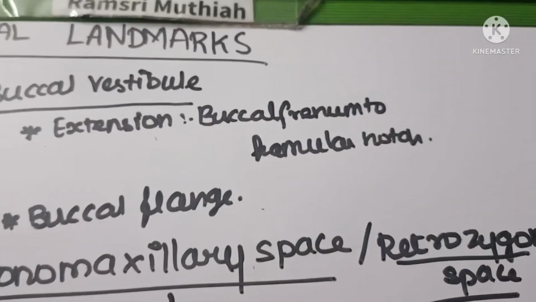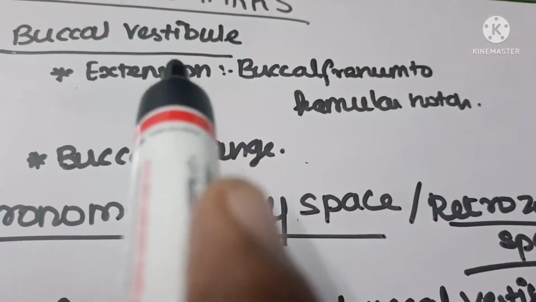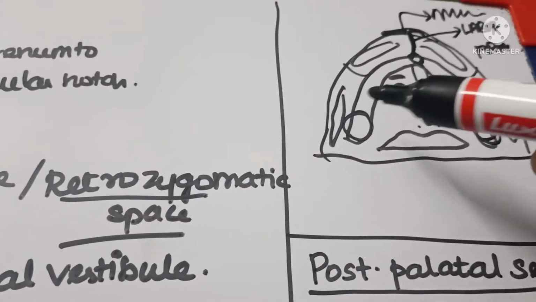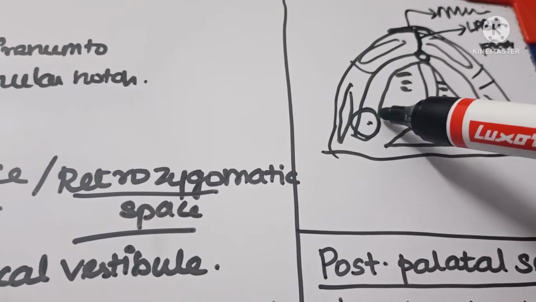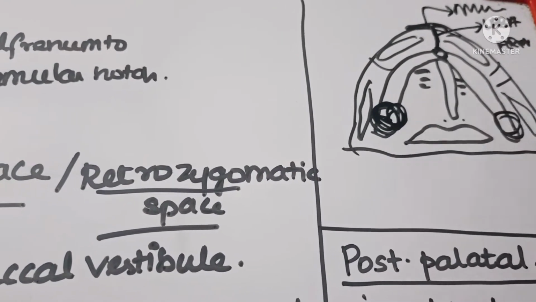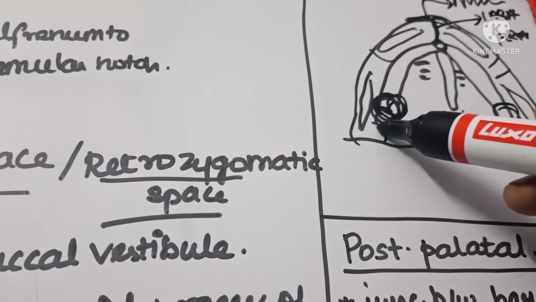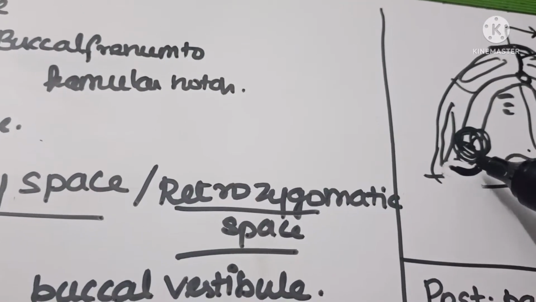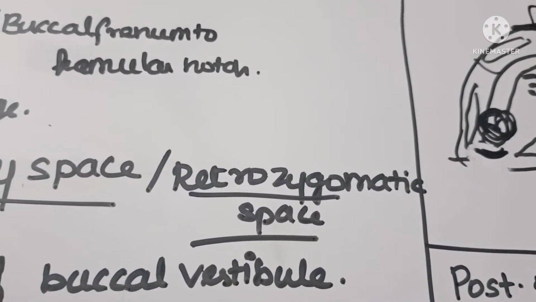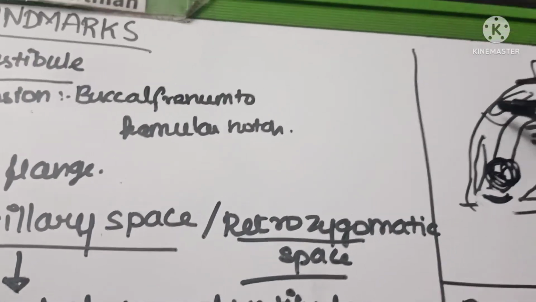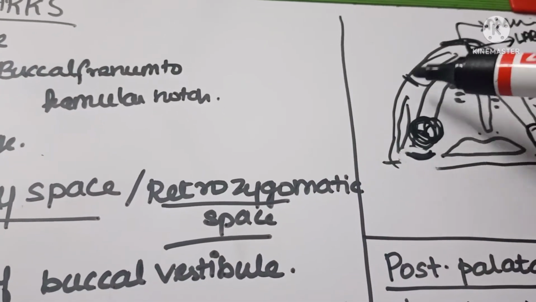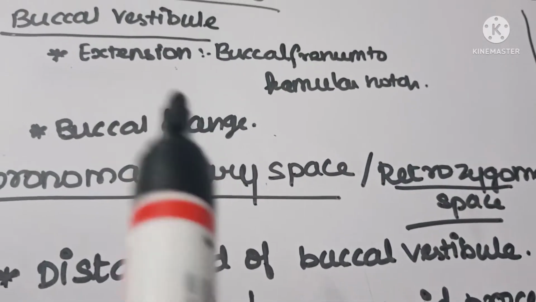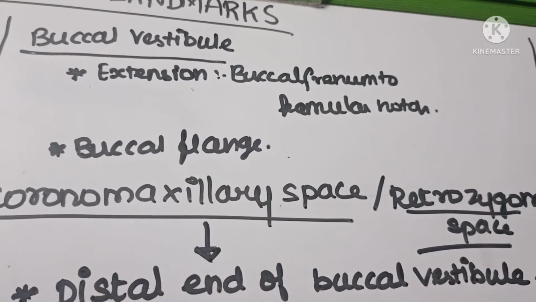Now let us move to the buccal vestibule. It extends from the buccal frenum to the hamular notch area. The hamular notch area is beneath the maxillary tuberosity, which is a little elevated if you see it in the cast. So from the buccal frenum to the hamular notch is the buccal vestibule. As I already told, flange is the name given to the vestibule in the denture, so this is the buccal flange.